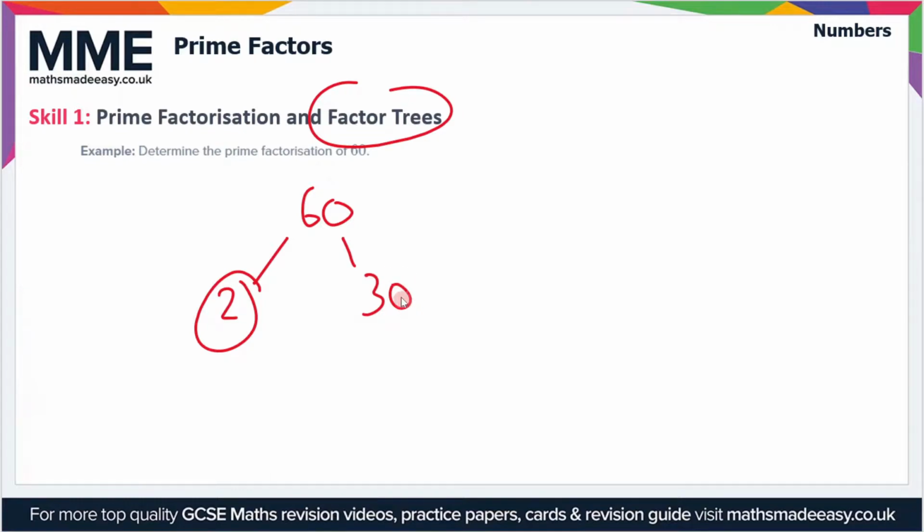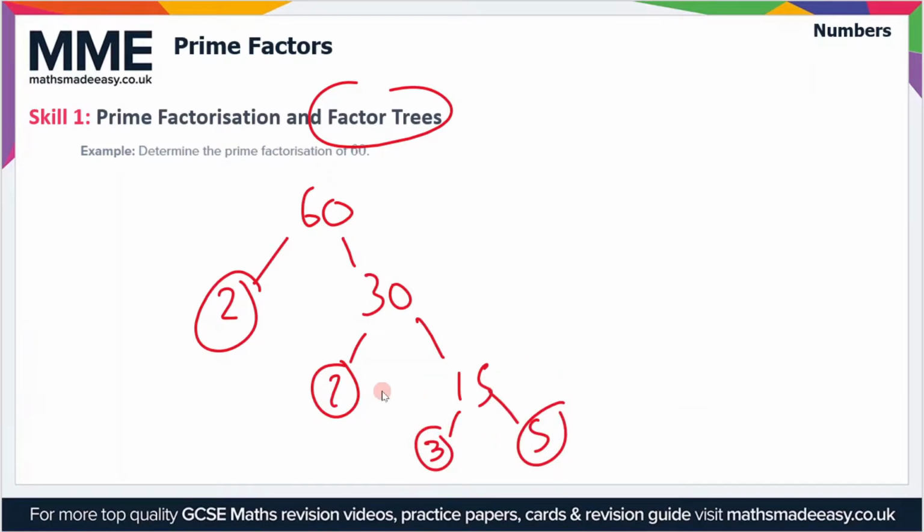So then we move on to this 30 here, and we do the same thing. So 30 we can divide by 2 again. So let's circle the 2, and that leaves us with 15. So 2 times 15 is 30. And then finally, with 15, we can split this up into 3 and 5. So 3 times 5 is 15. And now all we're left with is prime numbers.